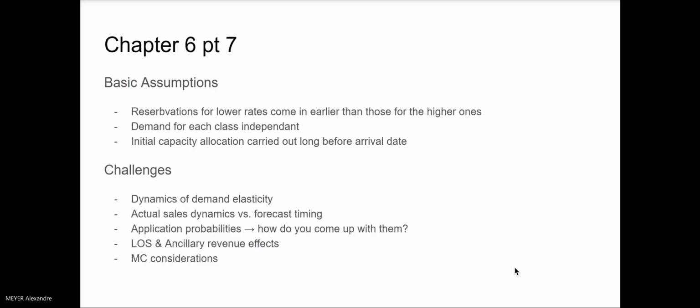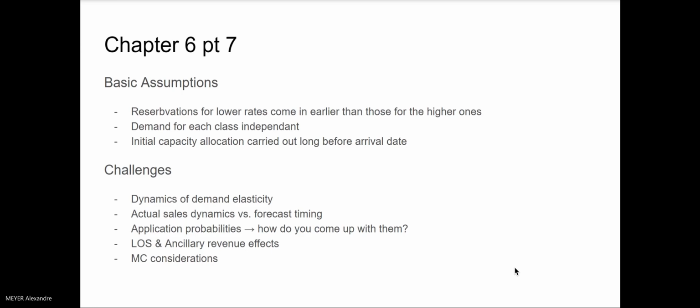Demand for each class is independent. So each class, each rate class is independent. And we'll see an Excel example of that later on. The initial capacity allocation is carried out long before the arrival date. So again, this is using historical data, and it's a forecast really.